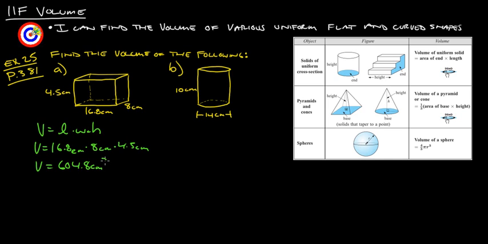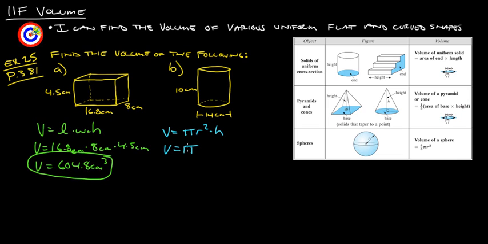And this is going to be centimeters cubed. Alright? Alright, so this next one over here, we're going to want to find the area of this circle and multiply it by the height. So volume, sorry, I keep saying area, it's volume, is going to equal the area of the circle, which is pi r squared times the height.